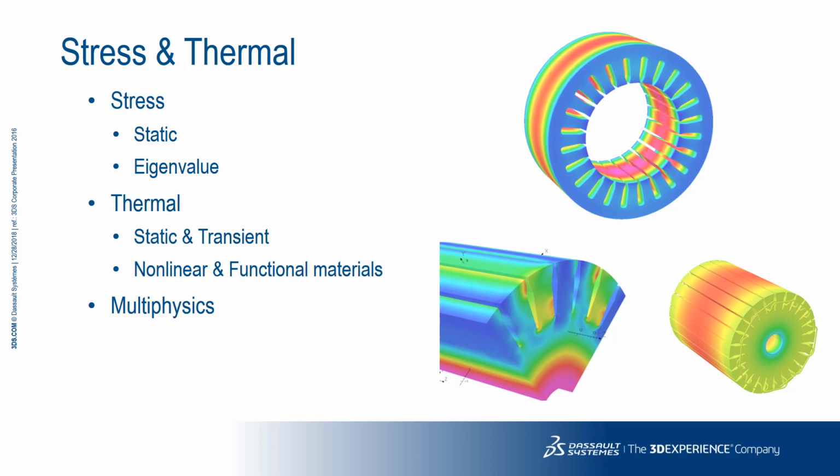Opera's thermal solver can be used to calculate thermal distributions on a static or transient basis. Opera can automatically pass results between the thermal, electromagnetic, and structural solvers, so we can use temperature-dependent materials and account for thermal strains.